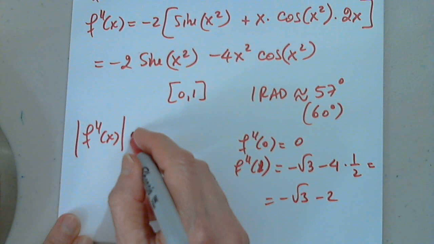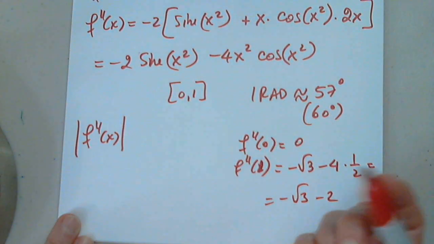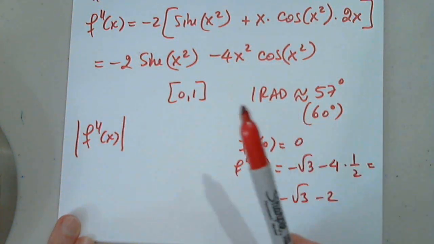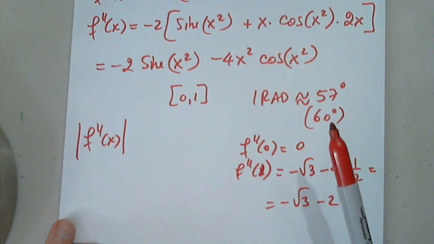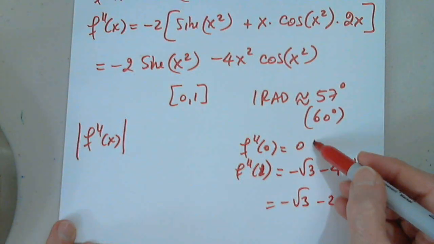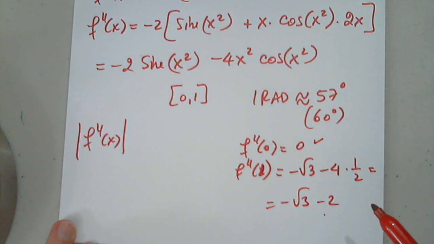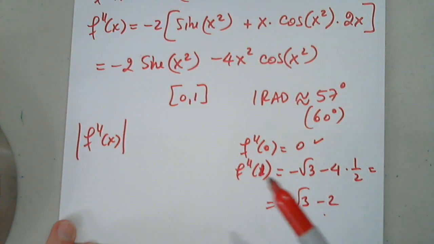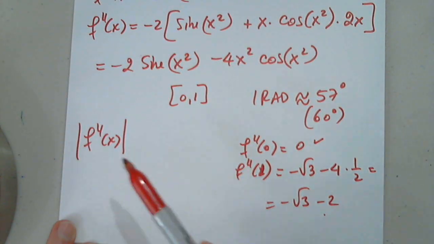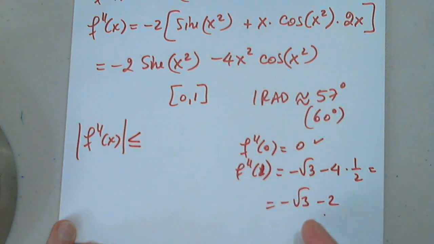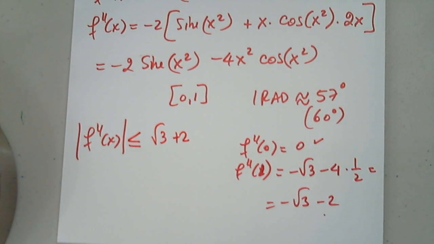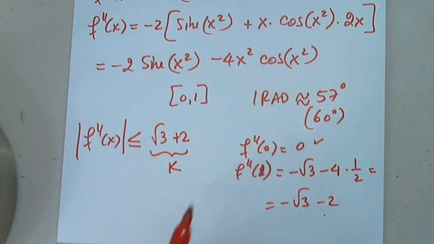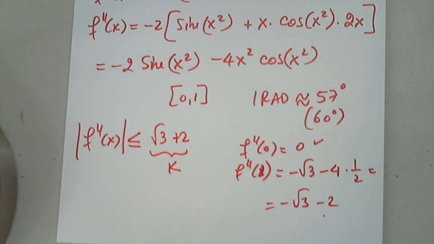Okay, so this I could say, but first I have to look and make sure that this is an increasing function or decreasing function. It doesn't matter, but I need to know which one. So obviously this is the 0 and this is the negative. So it appears that the function is decreasing, but I need the absolute value, right? So I would say that this must be less than or equal to the square root of 3 plus 2. So in this event, this is my k.